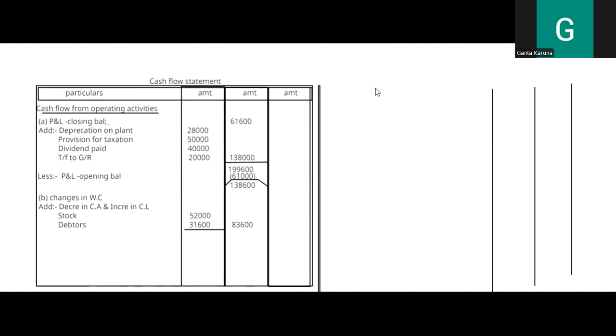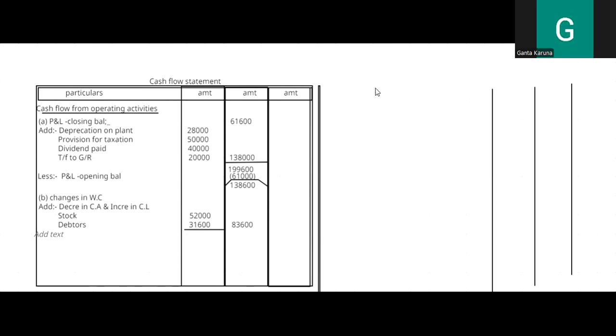Now the next part is the deduction part. So deduction I'm going to take into the next part. So here we'll write less. Now what I have written previously, decrease in current assets.